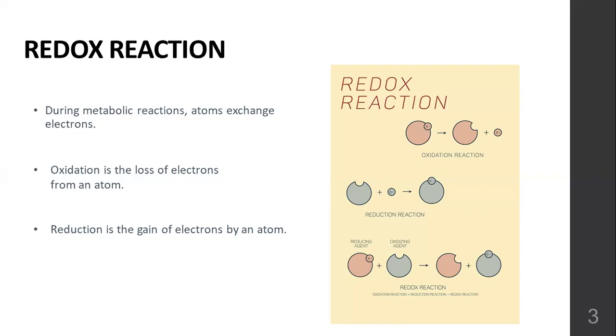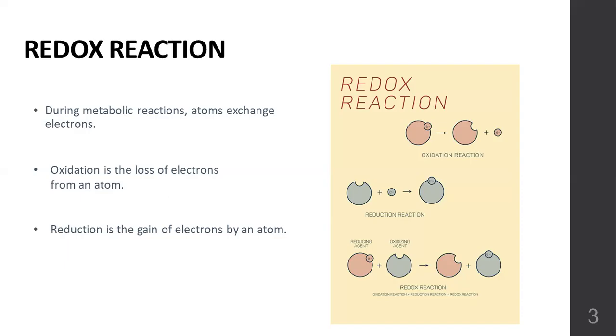Then we have the redox reaction. Redox is reduction and oxidation. Together we call them redox. Just like how we saw in oxidation, you are losing electrons; in reduction, you are gaining electrons. So during any metabolic reaction, when something is losing electrons and something else is gaining electrons, there is a loss and gain, both taking place. So we call it reduction-oxidation, redox.